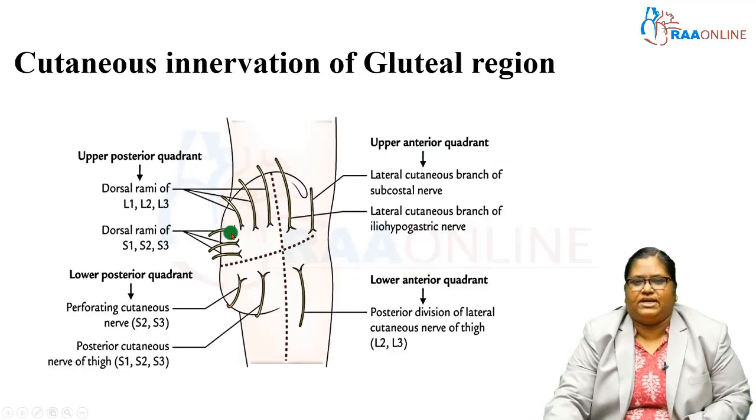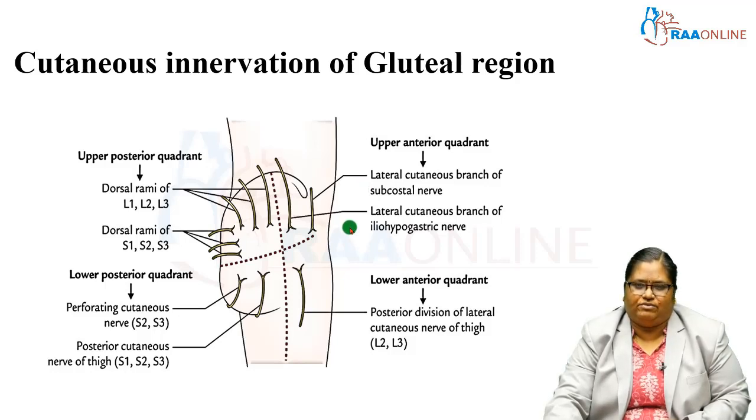As soon as you remove the skin, you will see the cutaneous innervation of the gluteal region. This gluteal region is divided into 4 quadrants. In the upper anterior quadrant, the cutaneous innervation is by the lateral cutaneous branch of the subcostal nerve and the lateral cutaneous branch of the iliohypogastric nerve. In the lower anterior quadrant, the cutaneous innervation is by the posterior division of the lateral cutaneous nerve of the thigh. If you see the posterior quadrant, that is upper and the lower posterior quadrant.